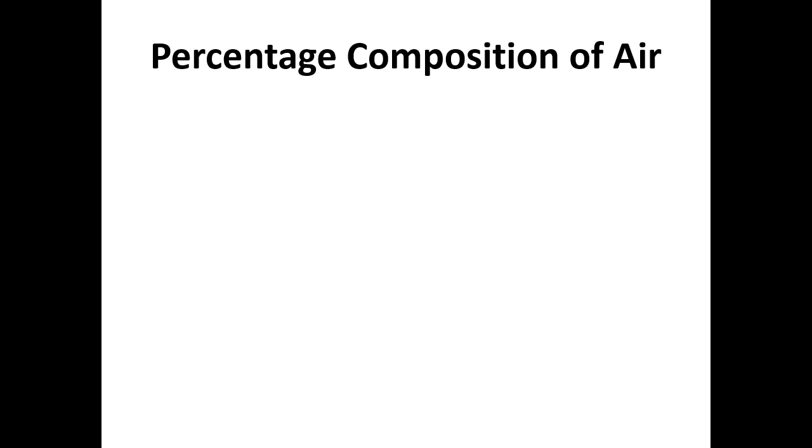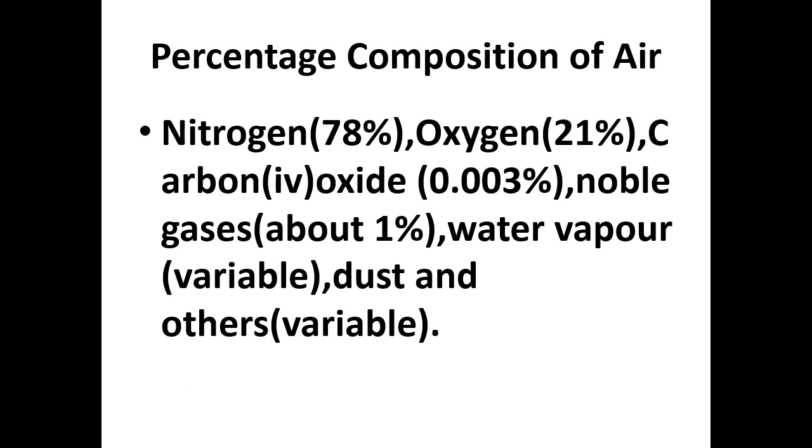Let's look at the percentage composition of A. Now, the percentage composition of A are nitrogen, which is 78%, oxygen 21%, carbon dioxide 0.003%, noble gases about 1%, water vapor in variable proportion, dust and other particles are also in variable proportion.